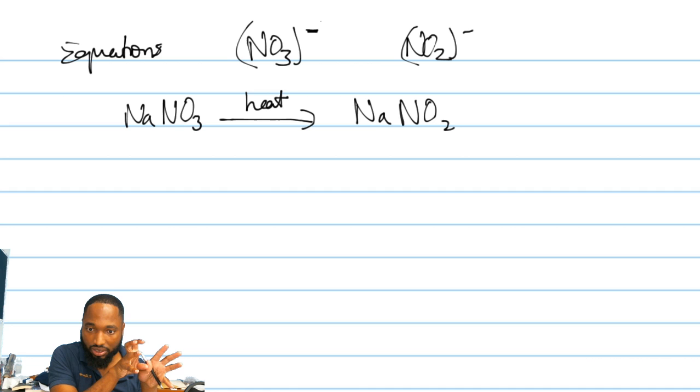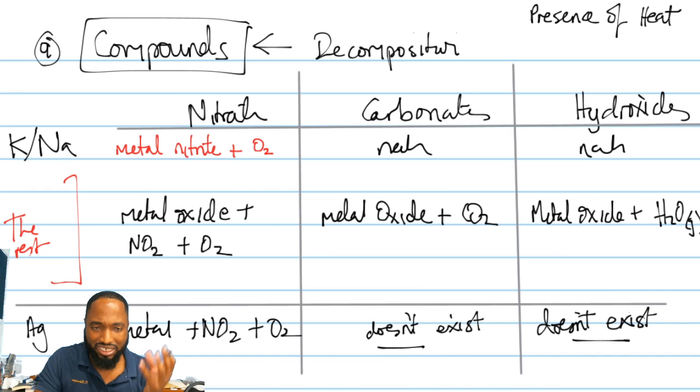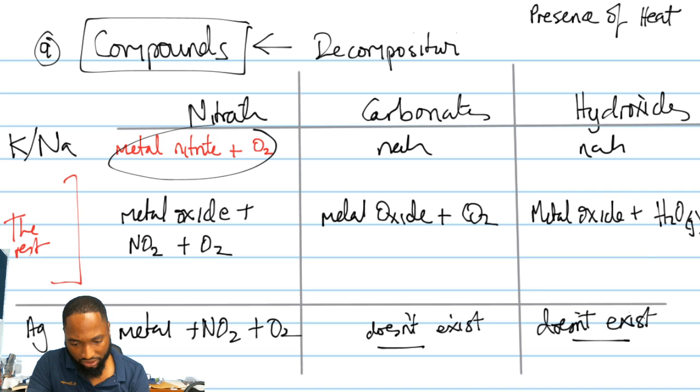For the others, that doesn't exist. So you don't need to worry about those. Silver carbonate is too unstable to really exist at room temperature. So sodium nitrite plus oxygen, right? Metal nitrite and oxygen. This one is the metal oxide plus the nitrogen dioxide plus the oxygen, right? So that's the difference there.